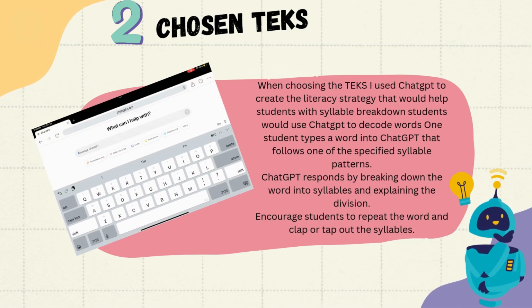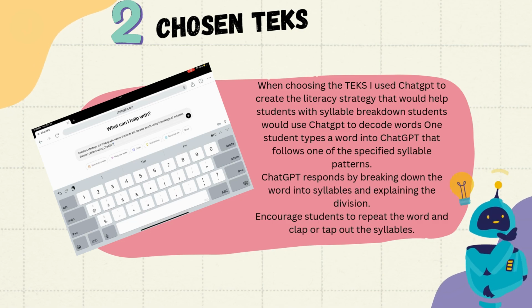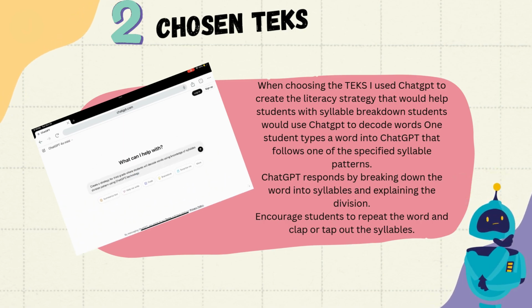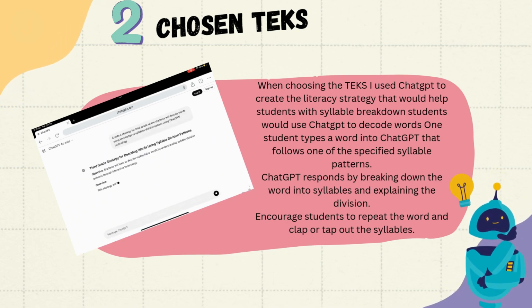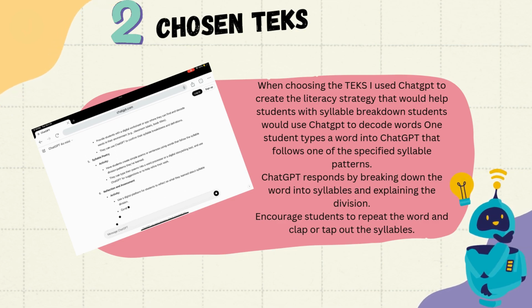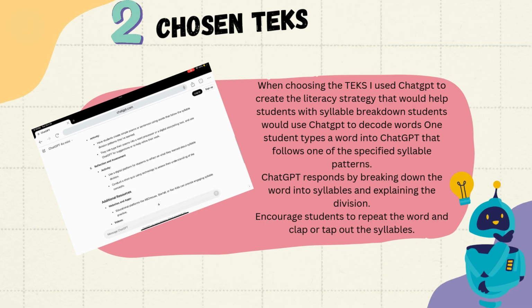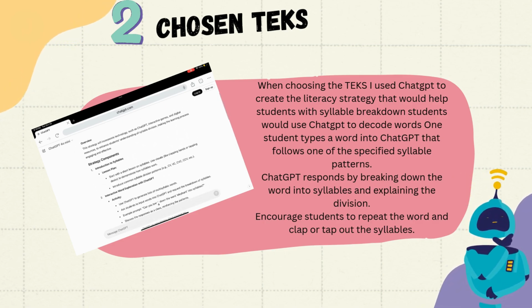And then for the chosen TEKS, we asked ChatGPT to create a literacy strategy that would help students with syllable breakdown. We would use ChatGPT to decode words. One student types a word into ChatGPT that follows one of the specific syllable patterns. ChatGPT responds by breaking down the word into syllables and explaining the division. It encouraged students to repeat the word and clap or tap out the syllables.